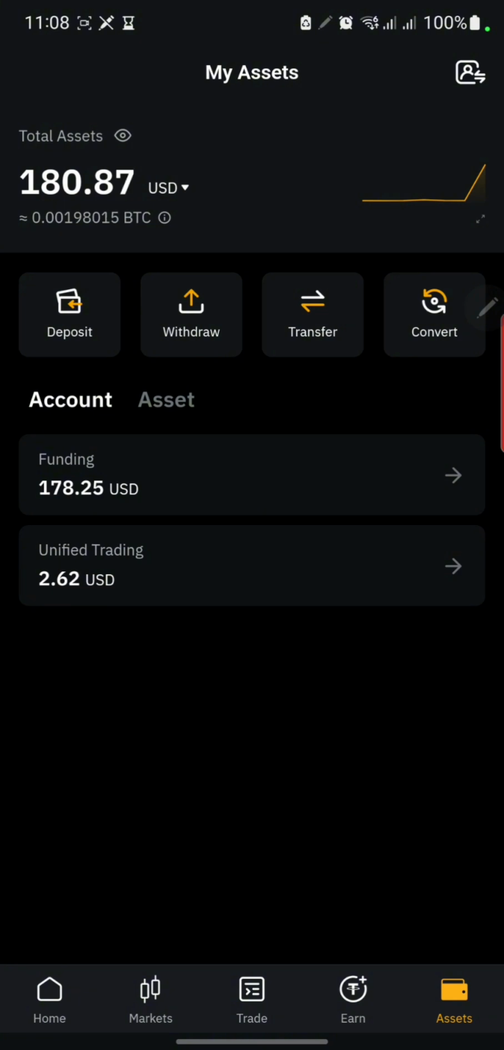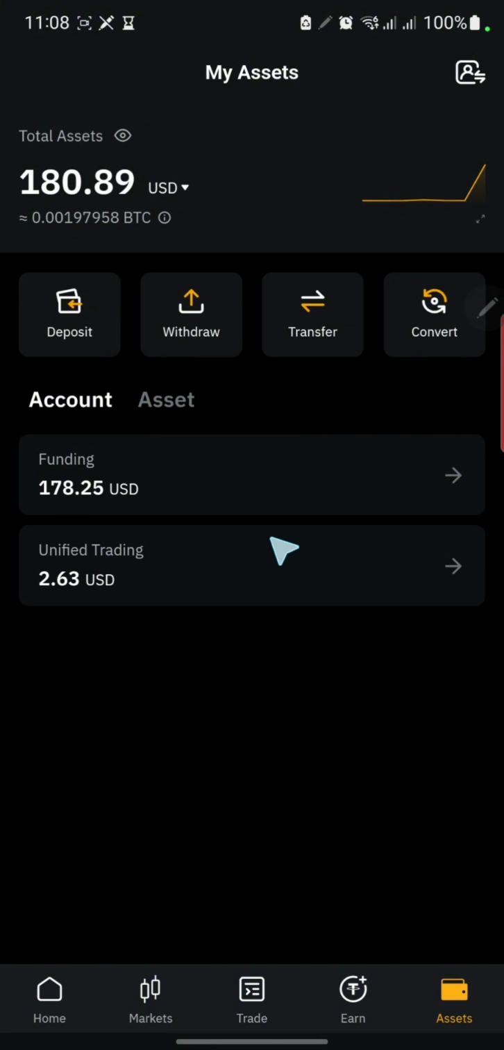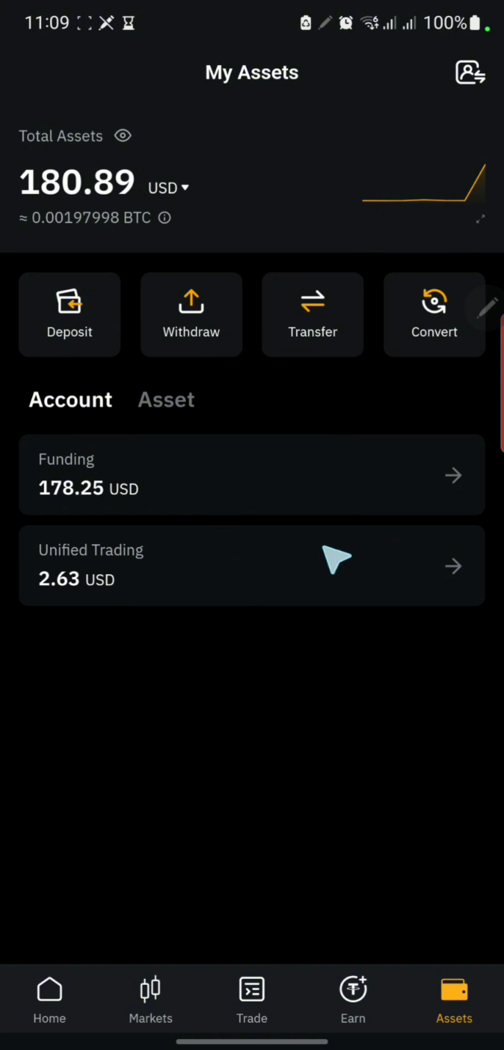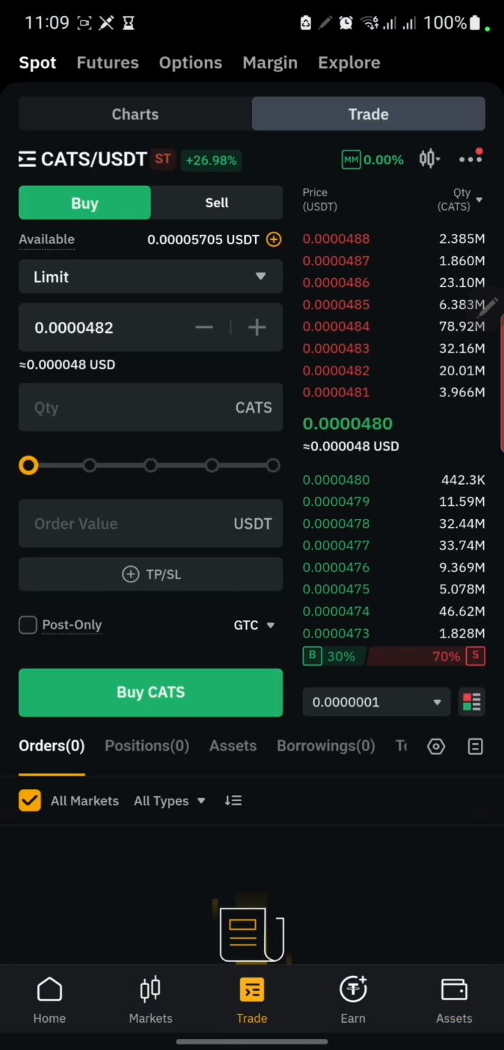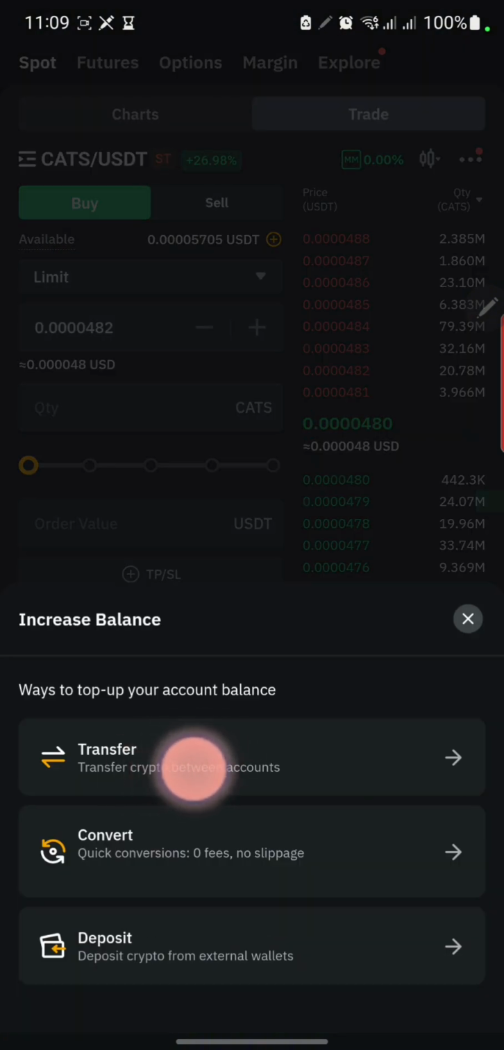Now, don't forget, the first thing you have to do on your BYBIT before you can start trading is to fund your BYBIT account. As you can see, my BYBIT account is already funded. In my funding account, I have some funds, and you can see this is the unified trading account. Anytime you want to trade, you have to transfer the funds to the trading account. You have to send this from here to this place before you can trade. So this is the transfer button here, and you can also find the transfer button when you come down to this part.